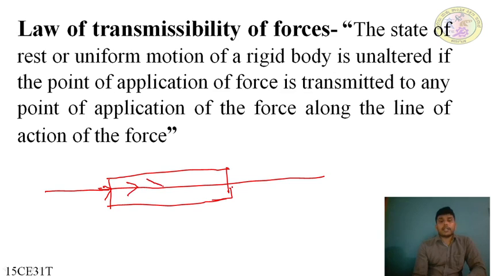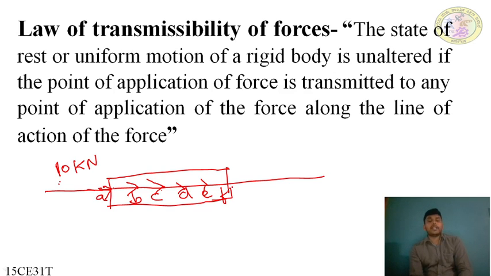Let us name the points A, B, C, D, E, F. When we apply a force of 10 kilonewton at A, it will produce the same effect if we apply the 10 kilonewton at B, or at C or D, because they lie on the same line of action of force. All the points A, B, C, D are collinear and on the same line of application. Then the force applied at any of these points will have the same effect, whether it is applied at A or B or C or D.